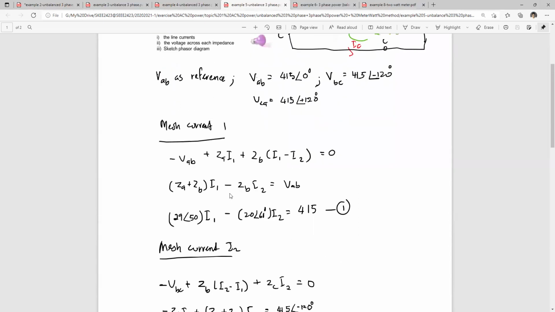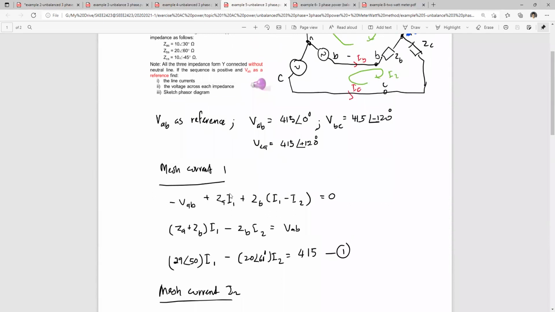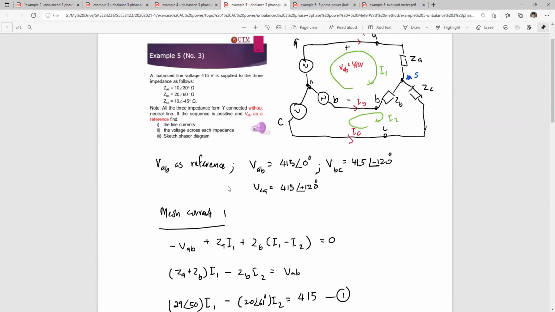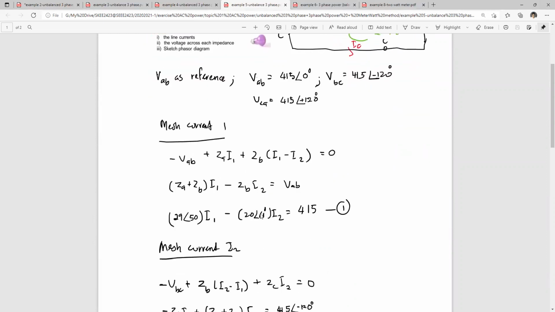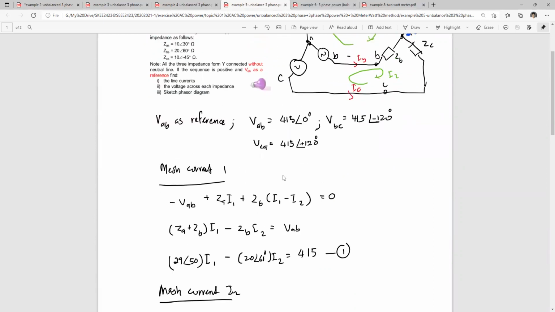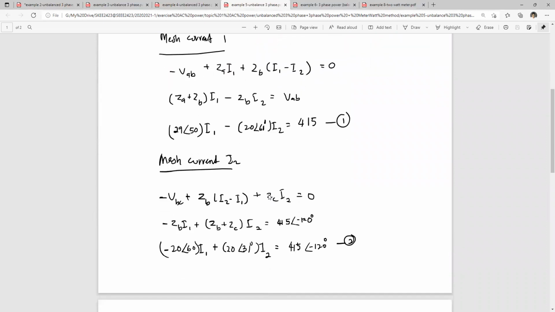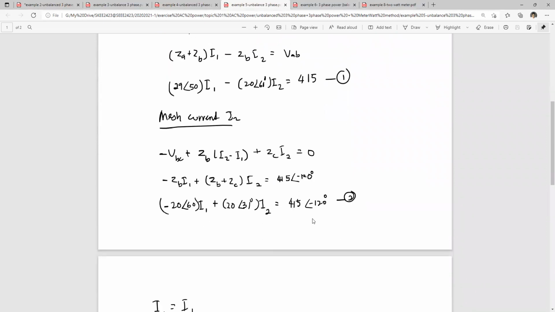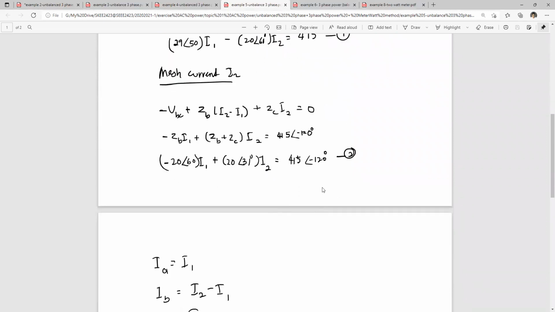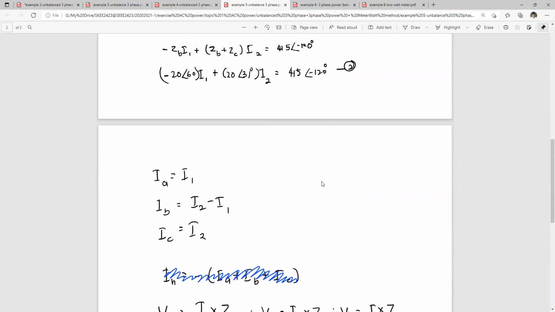But as you can see, it takes a lot of time because you are dealing with complex numbers here, because ZA is a complex number. You have two unknown variables, which are I1 and I2, so you need only two loops. After you obtain I1 and I2 by using your calculator, you can get your IA, IB, and IC by using this information.